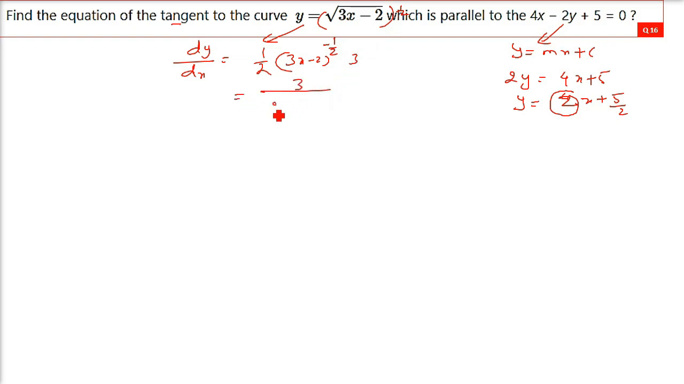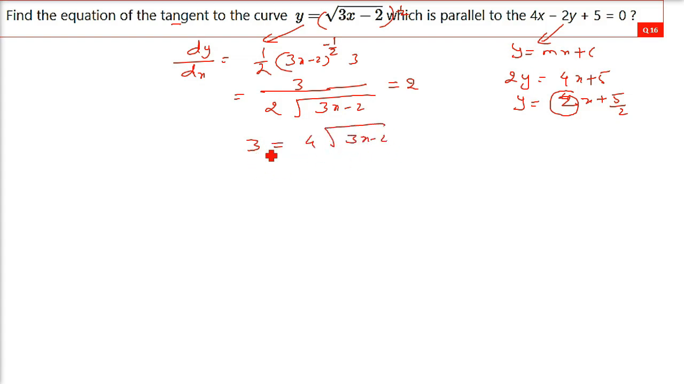What do you get? 3 by 2 as a constant, and this (3x minus 2) to the negative half will go downstairs. It will be 3x minus 2 under root. Now you have to equate it with m. M is what? 2 here. Now you can find the value of x from here. It's just simple algebra, and you just have to take the denominator to the right hand side and square it.